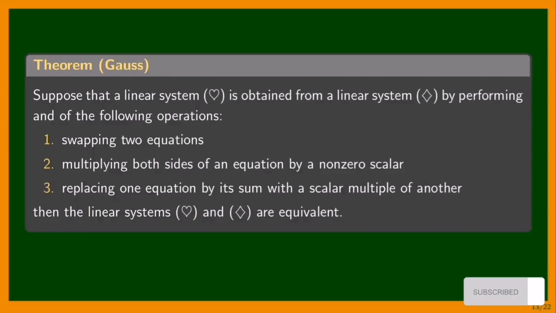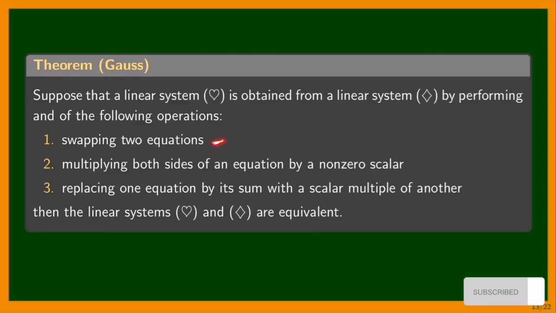Now, we have the following theorem and observation by Gauss. I think some of these are quite obvious. Suppose that we have two linear systems. One is represented by a heart, the other linear system is represented by a diamond. Suppose that the linear system heart is obtained from the linear system diamond by performing any of the following operations.